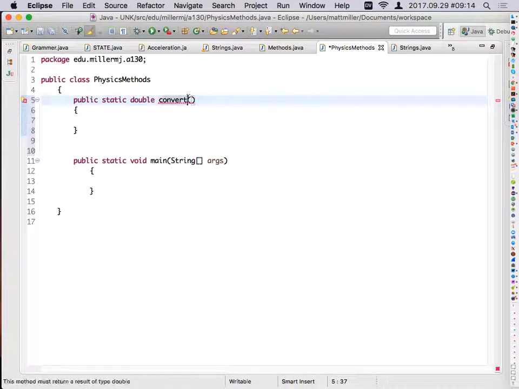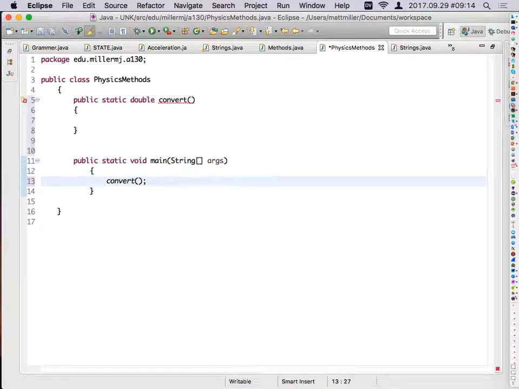Okay. So we can call this method from within main. How would we call this method from within main? Just say its name. I would call that method.